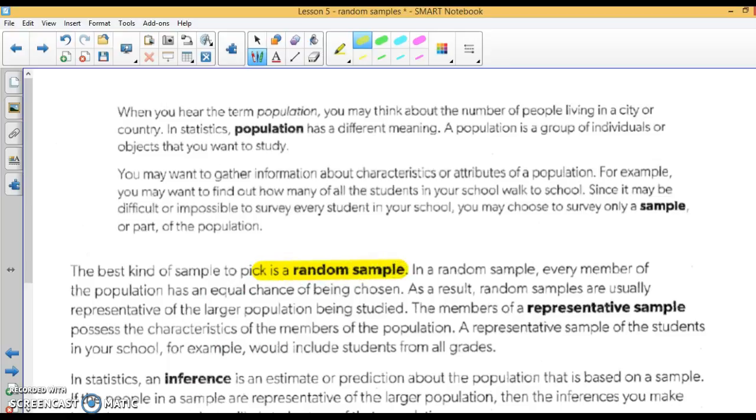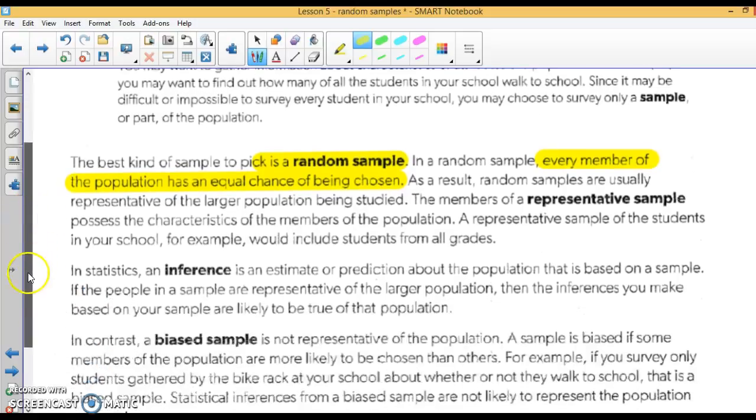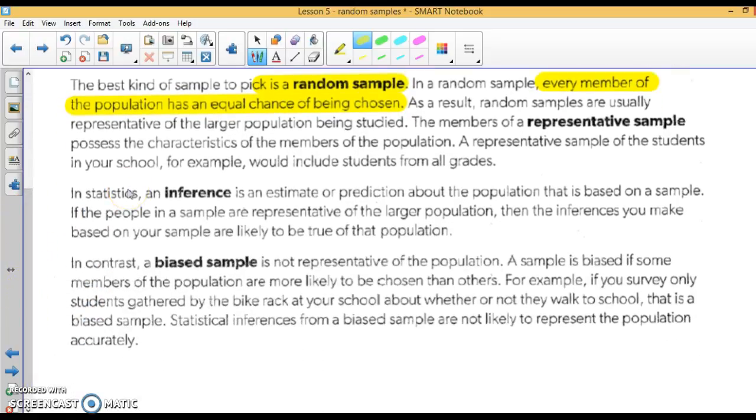For a sample to be random, every member of the population has to have an equal chance of being selected. Every member of the population has to have an equal chance of being chosen. The members of that representative sample must represent the whole group. Now, once you have your survey, your population, which is the whole group, and then the random sample, that's the part you're sampling, you can make inferences about your results.